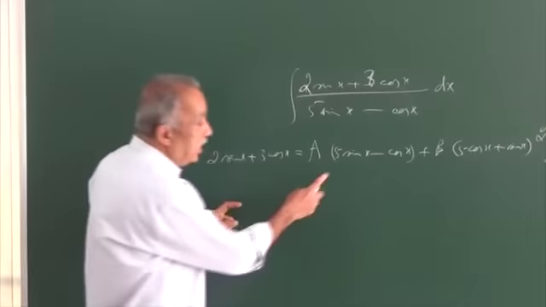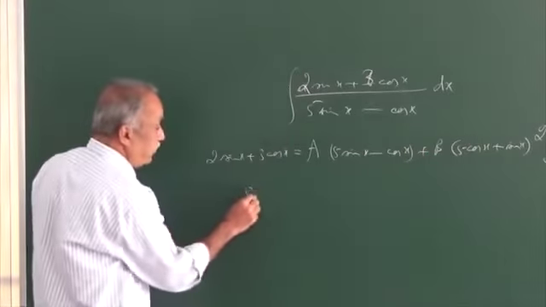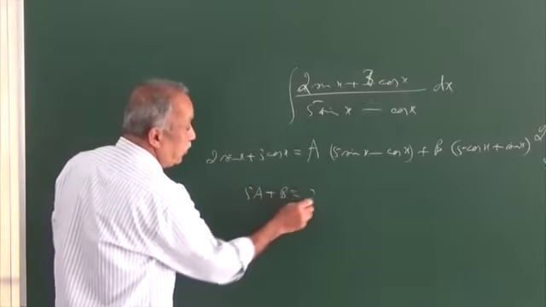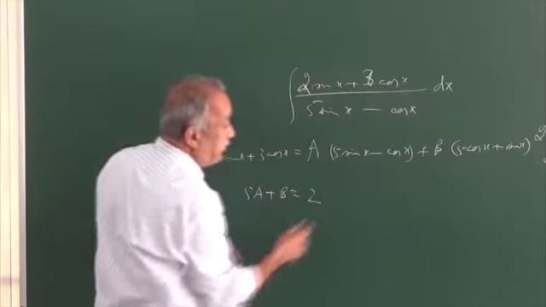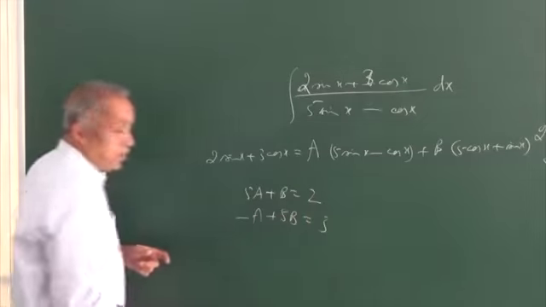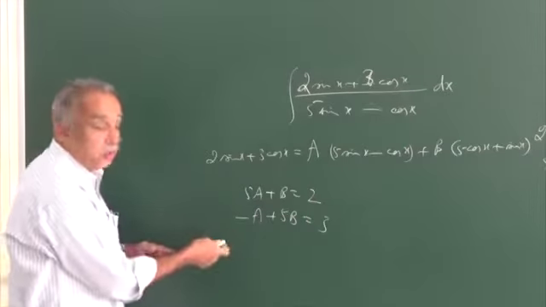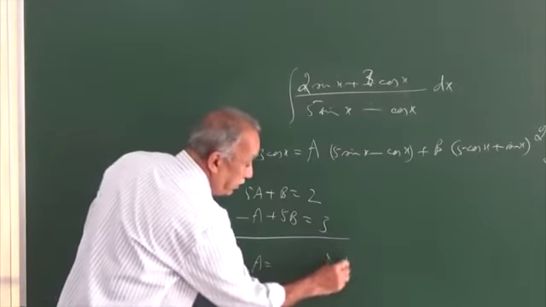We need, how many sines are there on the right side? 5a plus b to be equal to 2. Number of cos on the right side, minus a plus 5b. I want this to be equal to 3. Two equations in two unknowns can definitely be solved. You will get a equal to and b equal to.